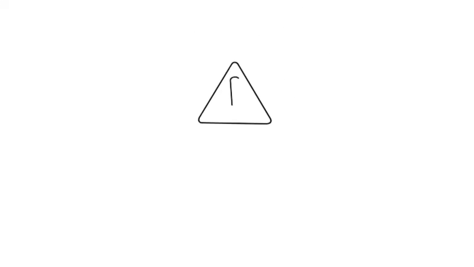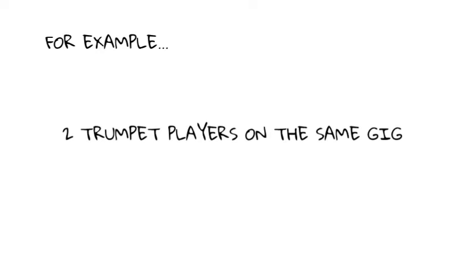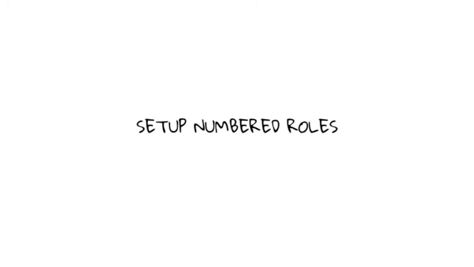Now it's important to note that our booking system only lets you book one person for each role or instrument. So if, for example, you need 2 trumpet players on the same gig, you're going to want to set up numbered roles like trumpet 1, trumpet 2, etc., so that you can book multiple people for the same instrument on the same gig.